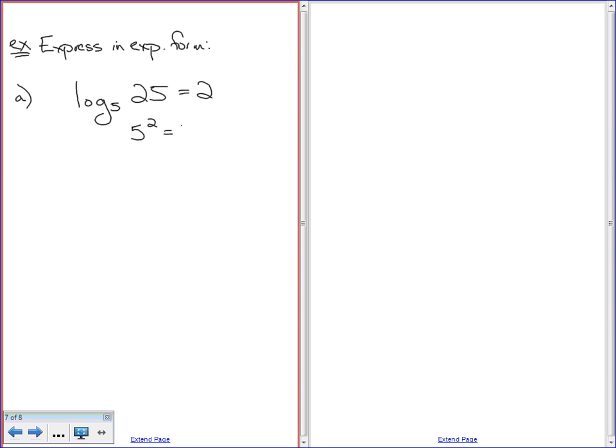And check it, right? Because it has to make mathematical sense. 5 squared is 25. It'd be surprising how many people will put this as an answer or that as an answer. That doesn't make any sense, right? Because 2 to the power 5 isn't equal to 25, and 25 squared definitely isn't equal to 5. Okay.